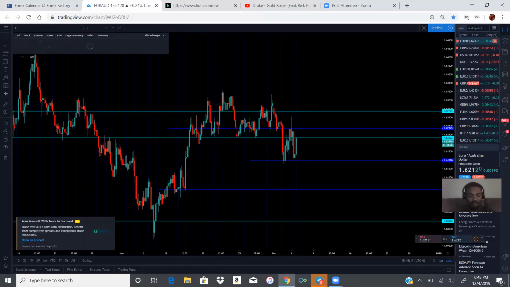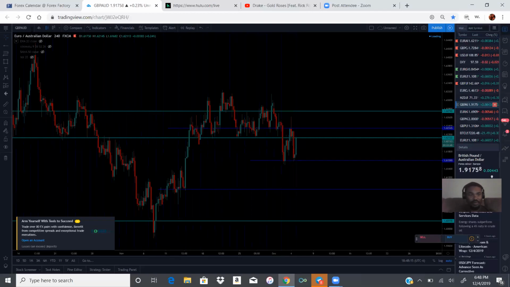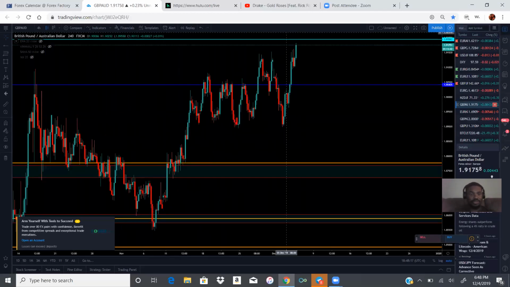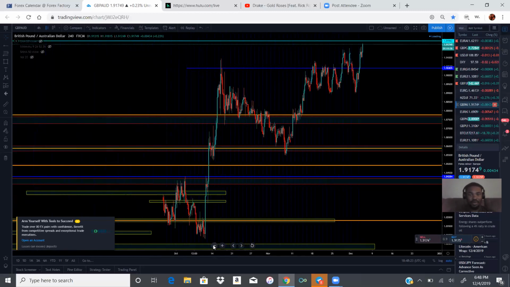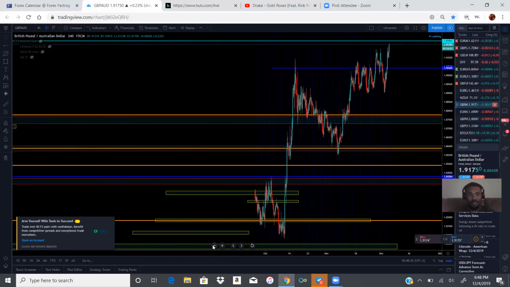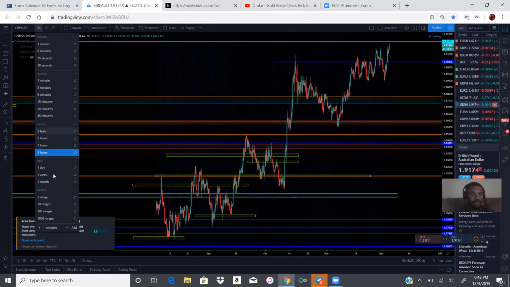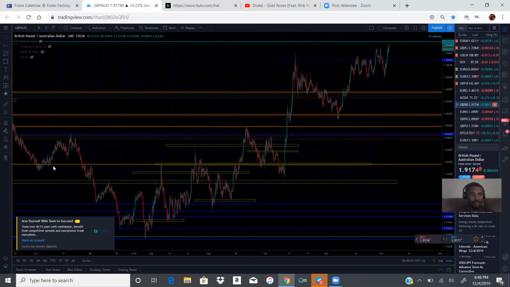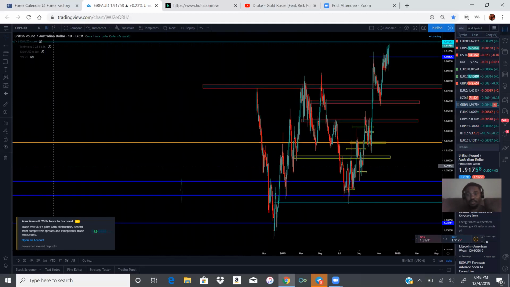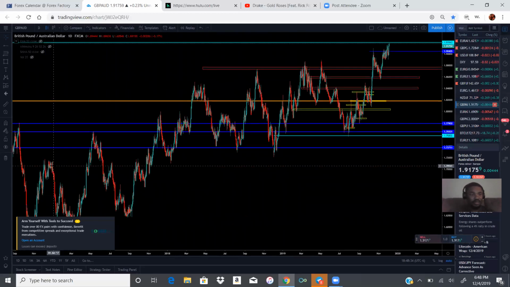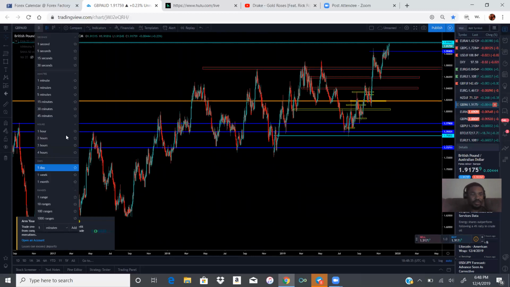Because we're looking at Euro Aussie, let's go look at GBP/AUD. We had a good push here, right to the top. I know this is already marked up for you. So I'm on the 4 hour. Let's go to the daily. We might be able to see weekly.